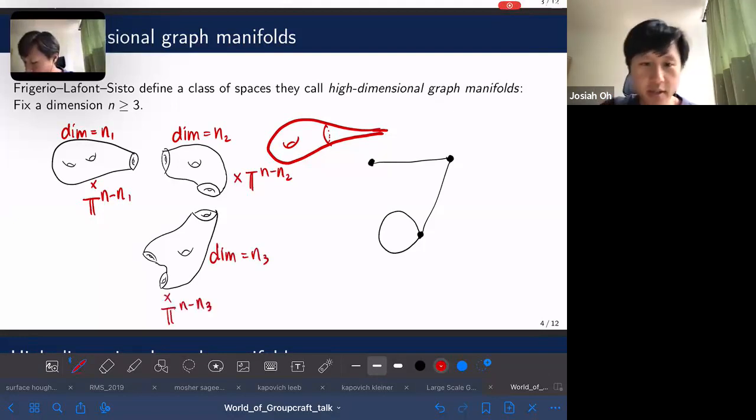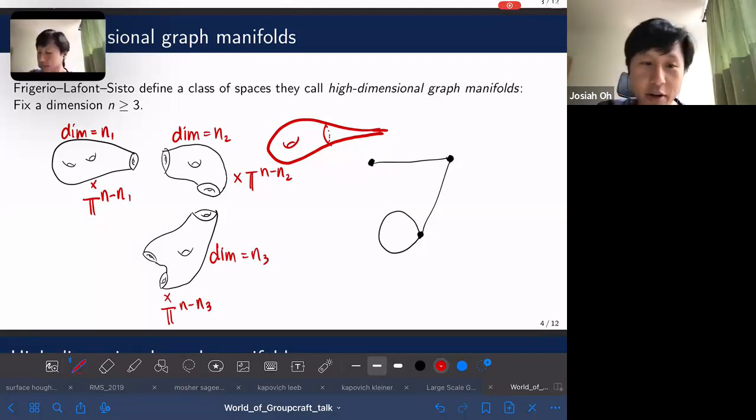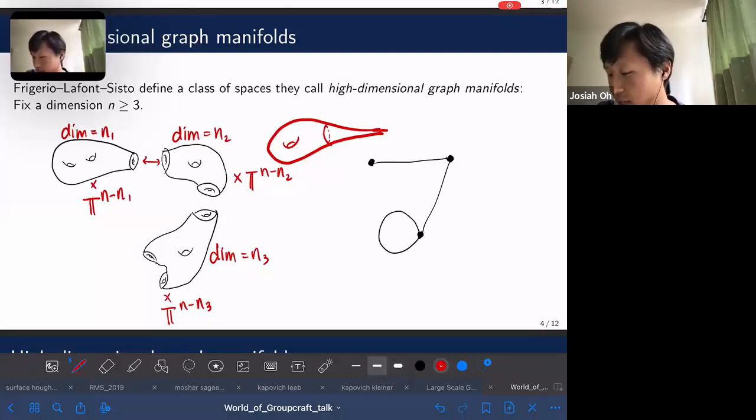So in the end, we get some finite number of pieces, all of which are dimension n, and the boundary components are all tori. Since the boundary components are all tori, we can fix some pairing of these boundary components and glue things together. For example, we can do a gluing here, we can do a gluing here, we can even do a gluing like this.